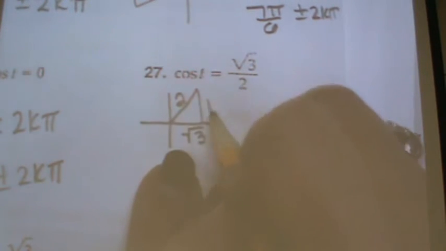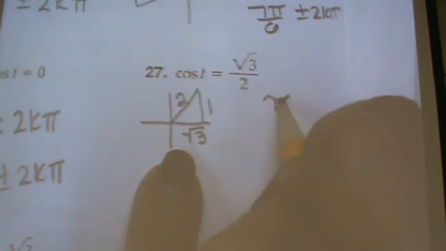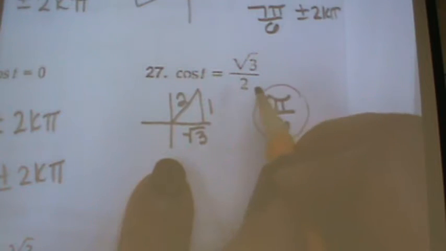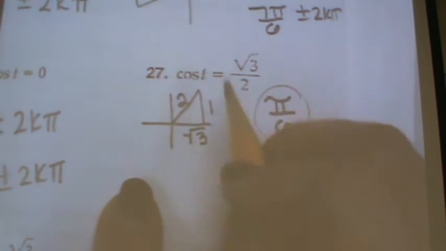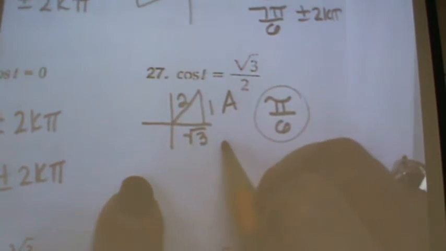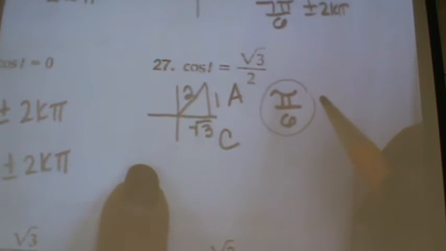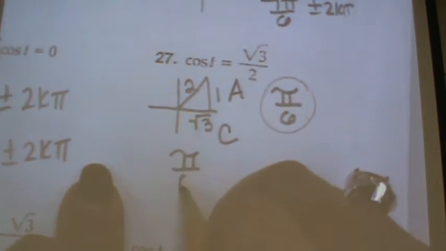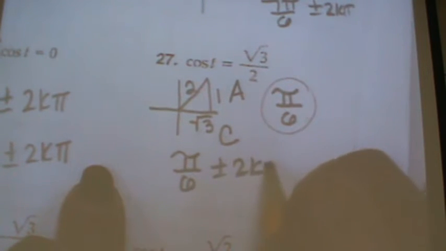Positive. We like it when they're positive. So we're going to draw a triangle in quadrant 1. It's a cosine one. So we're going to call this root 3 and this 2. What angle is this? Pi over 6. What two quadrants is cosine positive in? First and fourth, so that's one answer. Pi over 6 plus or minus 2k pi.